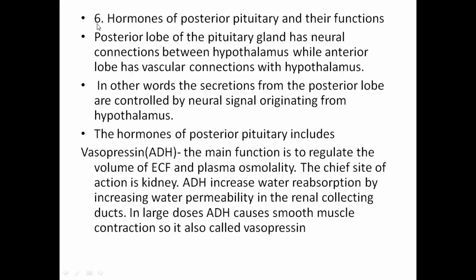The sixth question was hormones of the posterior pituitary gland and their functions. The posterior lobe of the pituitary gland has neural connections with the hypothalamus, while the anterior lobe has vascular connection with the hypothalamus. In other words, the secretions from the posterior lobe are controlled by neural signals originating from the hypothalamus. The hormones of the posterior pituitary gland include: first is vasopressin or ADH. The main function is to regulate the volume of extracellular fluid and plasma osmolality. The chief site of action is the kidney.